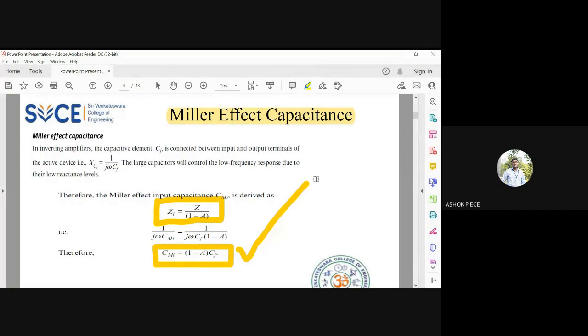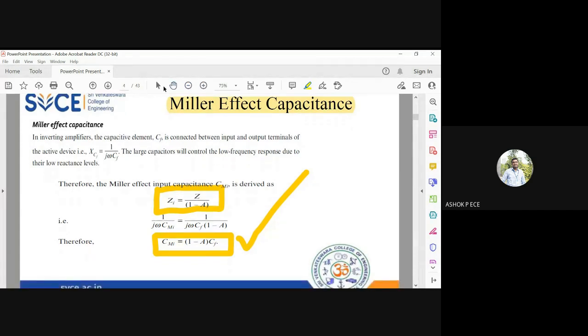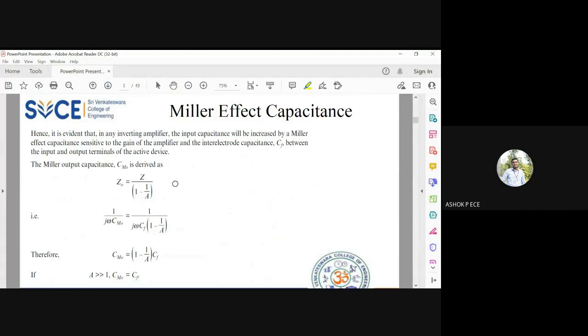Okay, the same way, in the next thing I'll be writing the formula for output capacitance. So you know the formula for output Miller impedance Z0 is given by Z by 1 minus 1 by A. Instead of Z0, I'm substituting 1 by j omega Cm0 equal to 1 by j omega Cf into 1 minus 1 by A. If I cancel out the 1 by j omega term on both sides, I'll have Cm0 equal to 1 minus 1 by A into Cf. Okay, so this is the expression for the Miller capacitance at the output side.